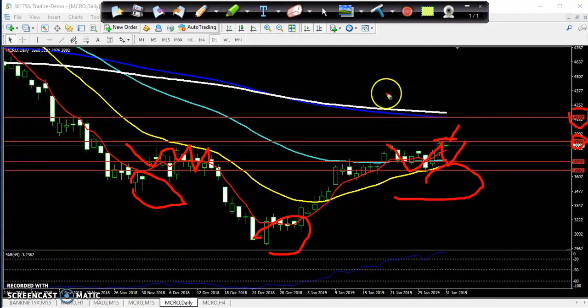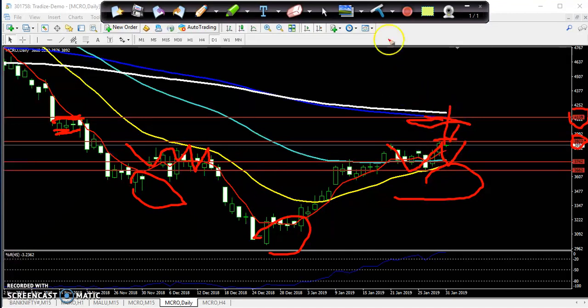Here you can see I drew a horizontal line by connecting the previous resistance. Many days they have been trying to break this level, and now you can see it is becoming a strong resistance by connecting with the moving average 150. So my target will be there.